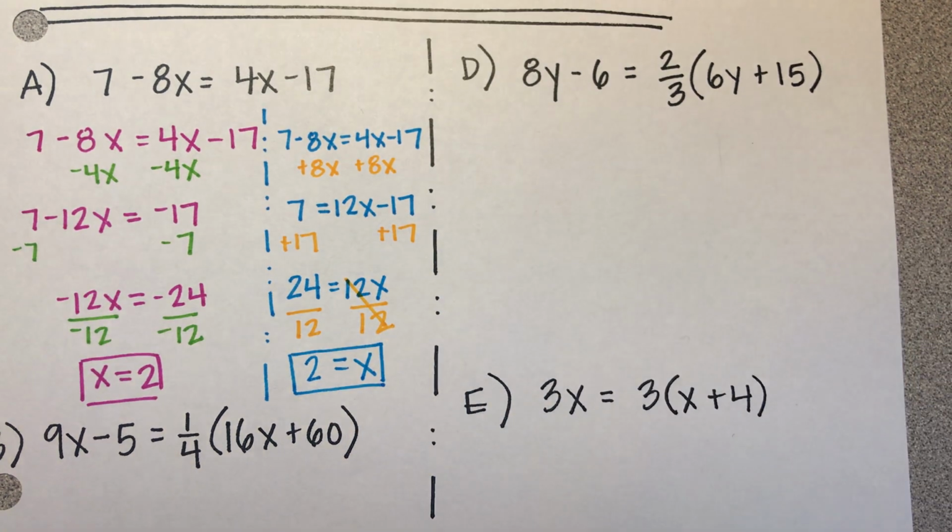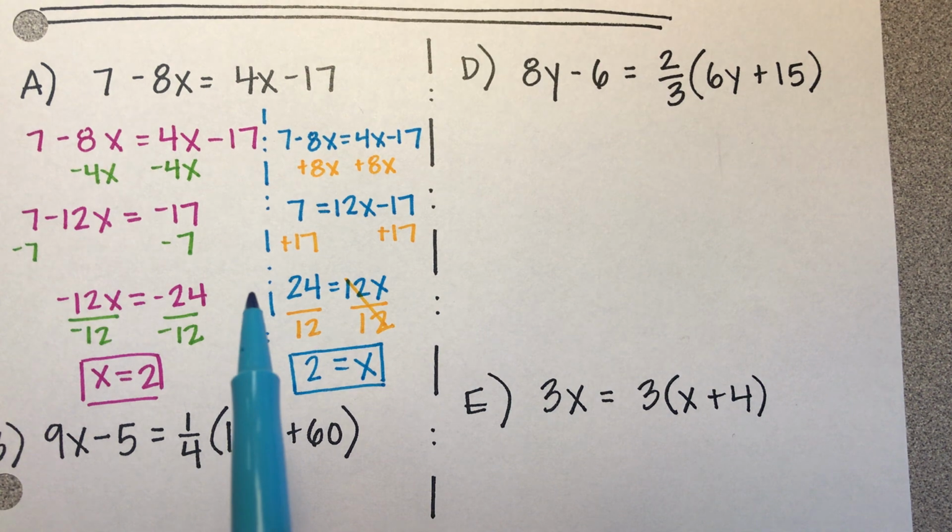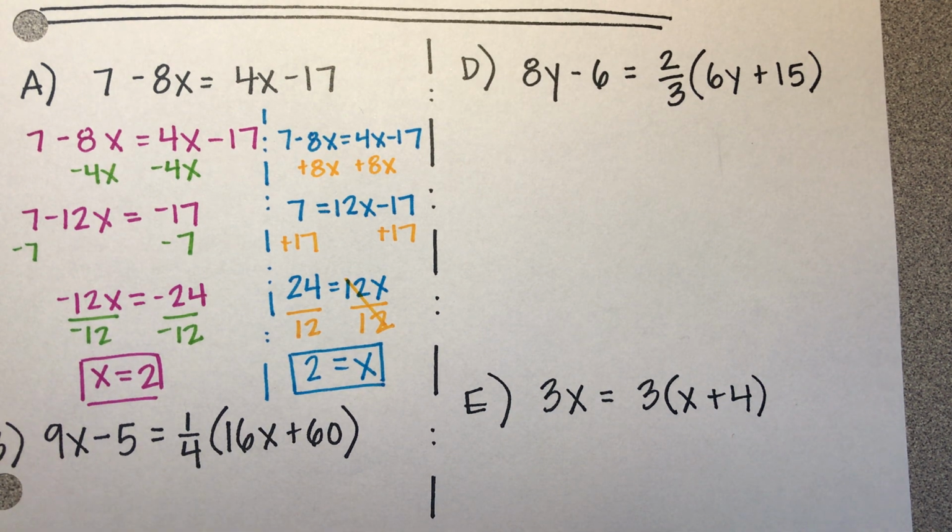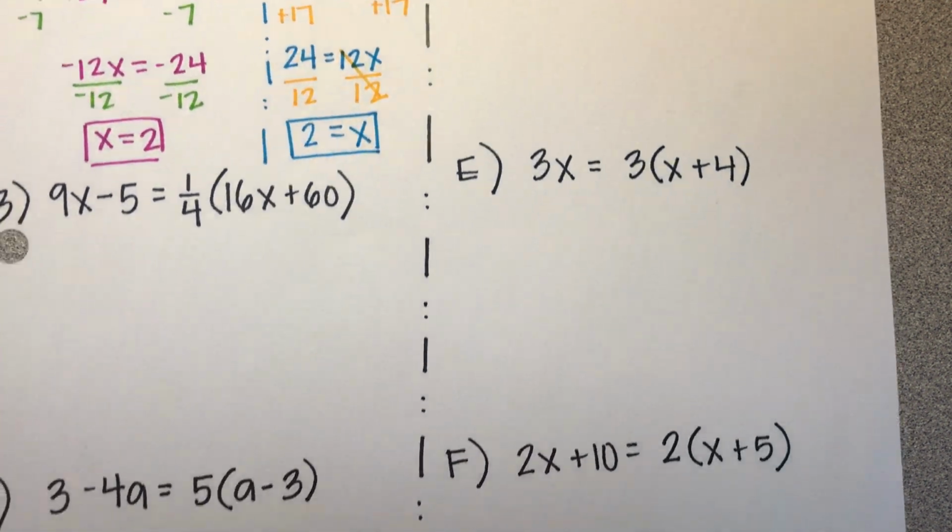It's the exact same answer, right? Exactly the same. As long as you're eliminating the variable from one side and performing the same operation on both sides of the equal sign, you really can't go wrong. Okay, let's look at letter B.